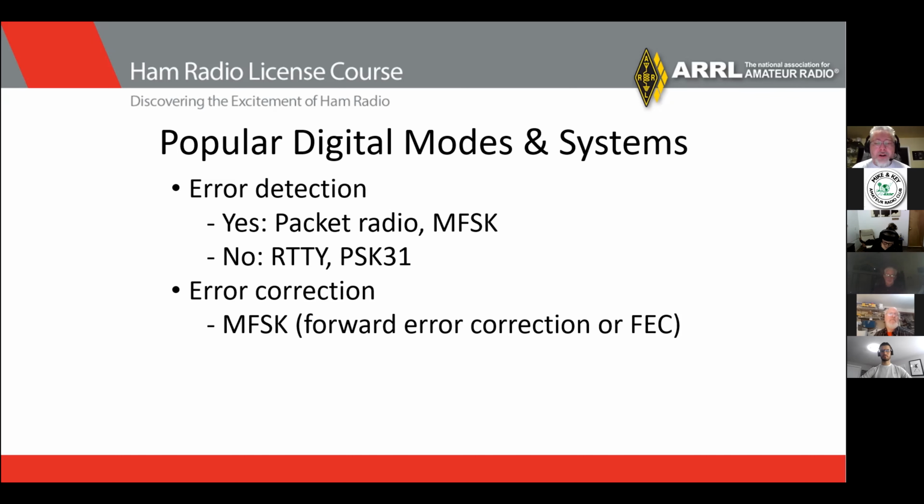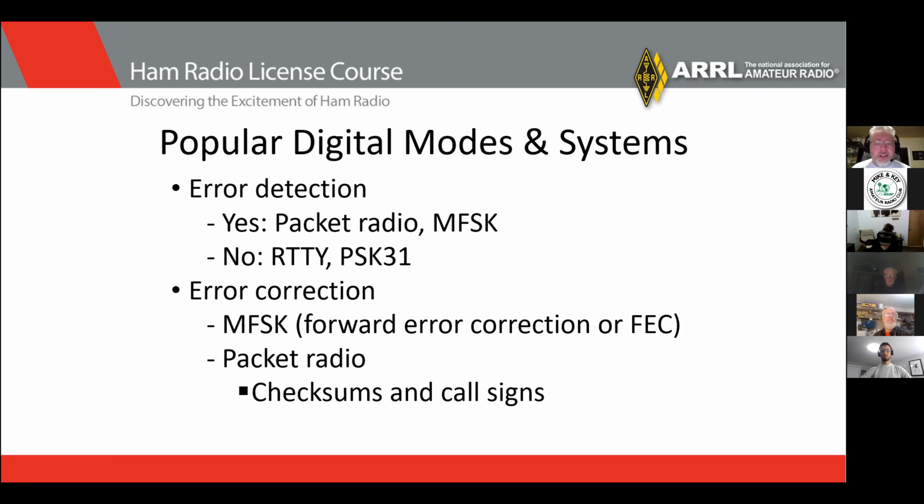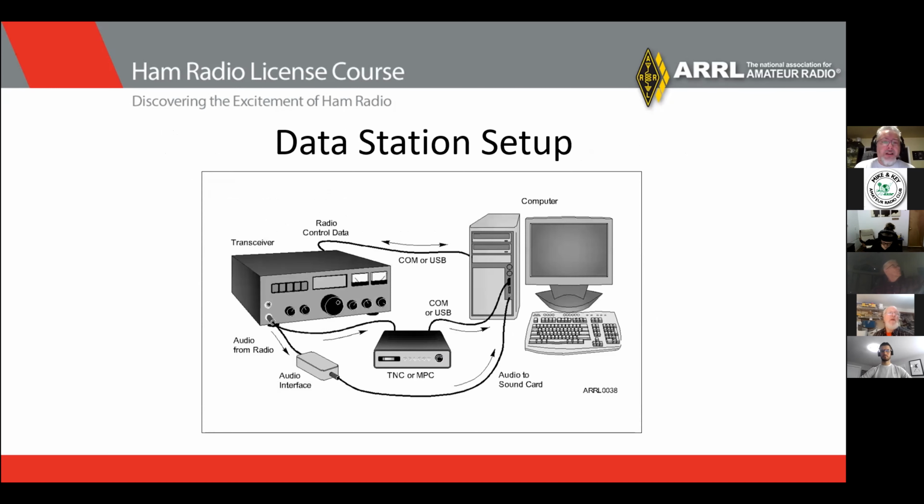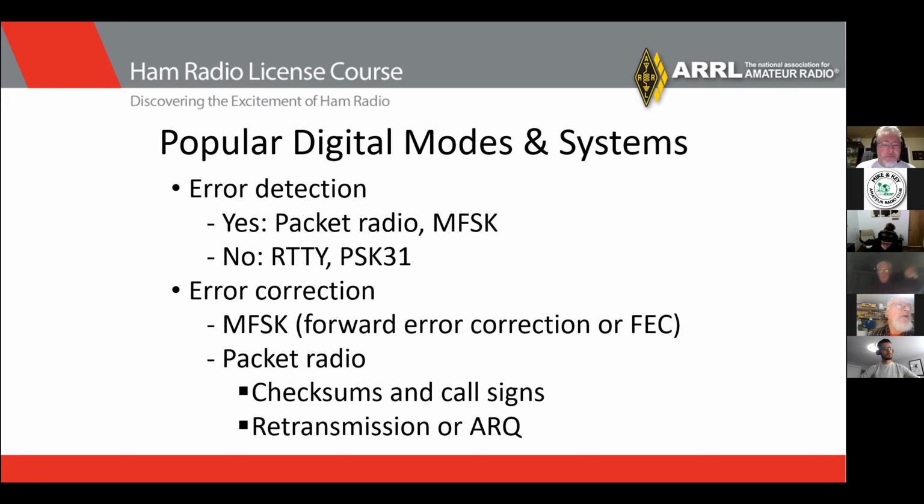Okay, error correction. MFSK has forward error correction, or FEC. Packet radio has checksums and call signs embedded, and it can have retransmission or ARQ. ARQ is if it detects an error, then it automatically asks for a resend. So it has the sending radio resend a packet that it misses or that doesn't sound right.